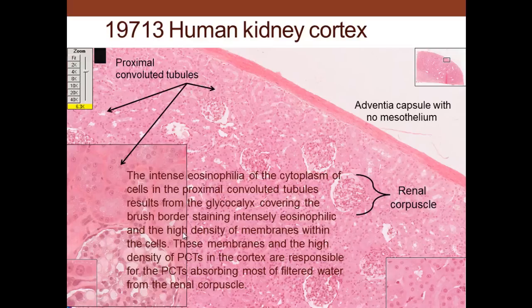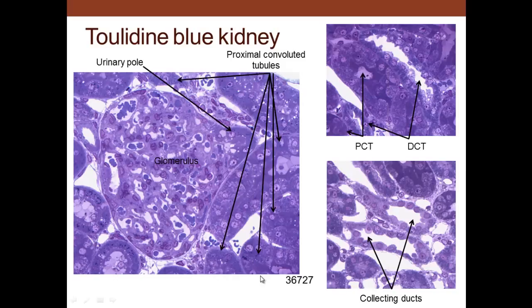Also due to the high density of membranes within the cells. So the cells don't have granules. What they have is a lot of membranes, mitochondria, infoldings, or brush border. All those things are lots of membrane proteins that we see, which are red. These membranes and a high density of proximal convoluted tubule in the cortex are responsible for the cortex absorbing most of the filtrate. In fact, we'll learn it's 80% of the filtrate from the renal corpuscle.